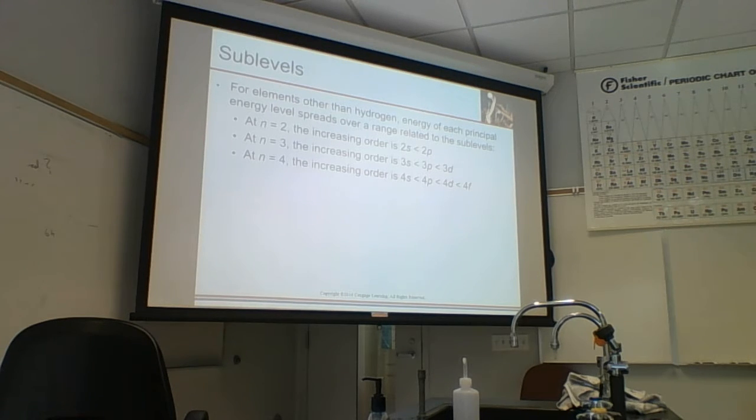So we start off with 1s, and then we go to 2s. After 2s comes 2p, followed by 3s. 3s goes to 3p, which goes to 4s, not 3d. 3d goes to 4p, which goes to 5s. And so this is in terms of increasing energy. So that's a pattern. That pattern is not 100%, but it's helpful.